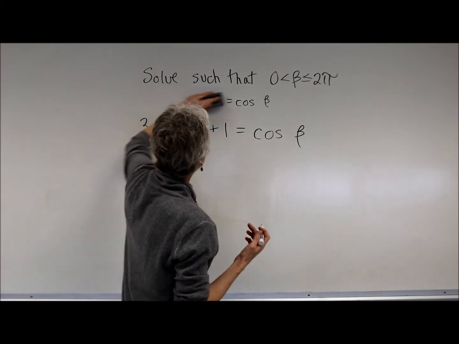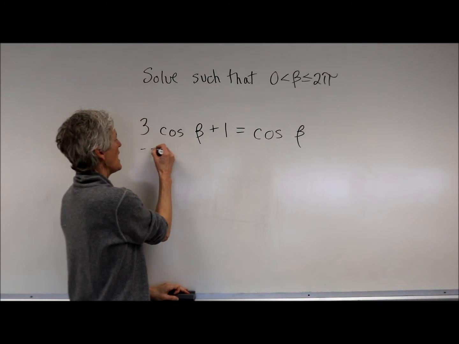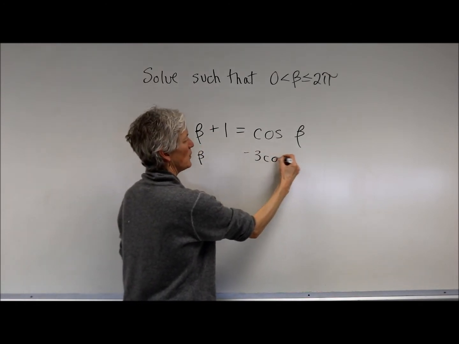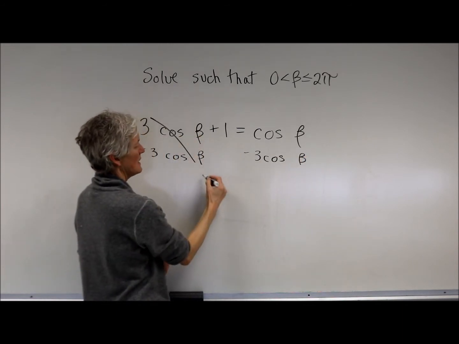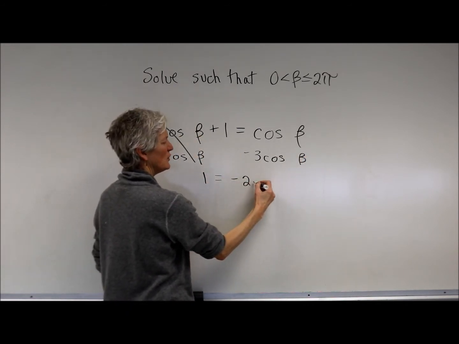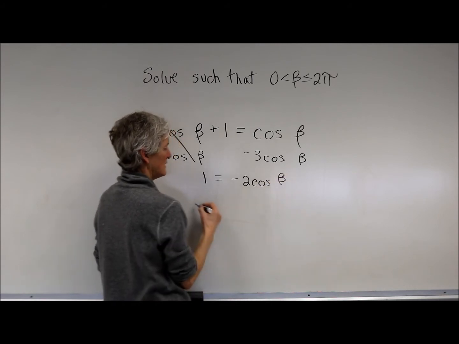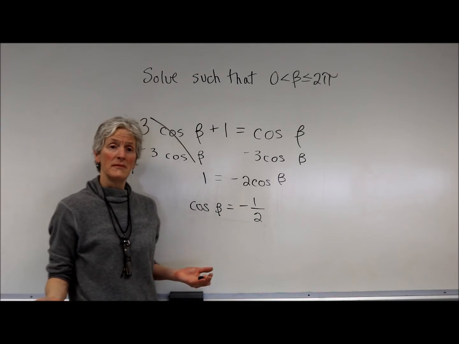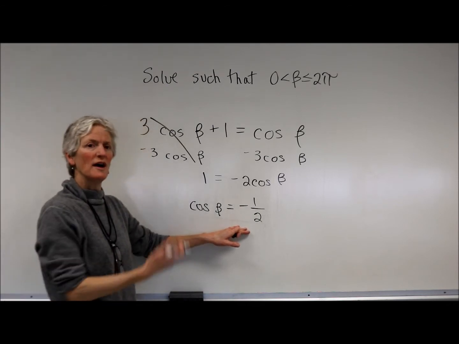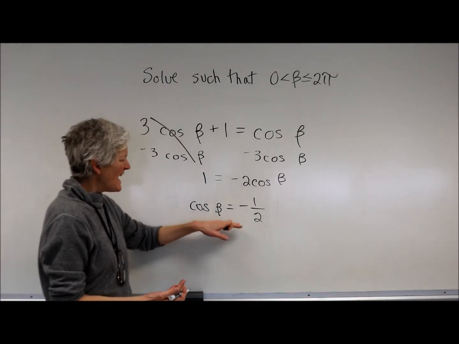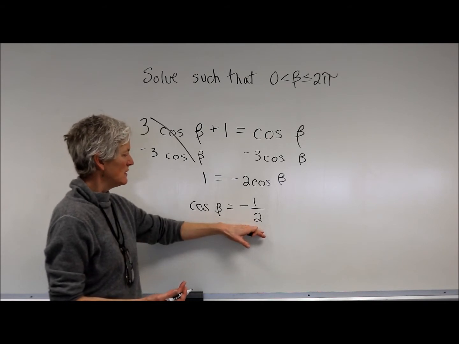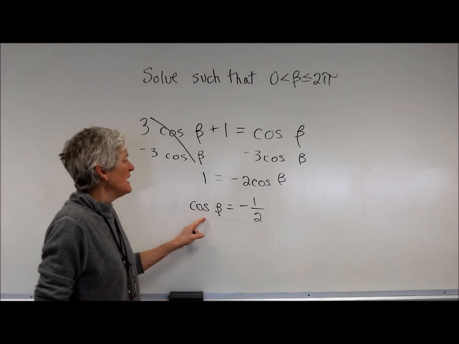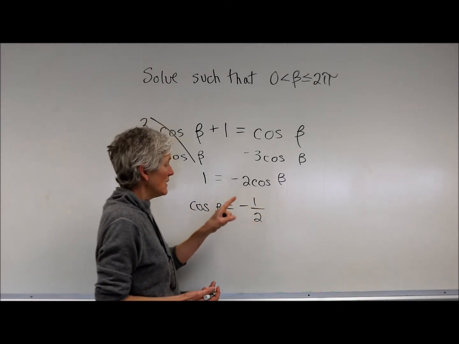You can just subtract 3 cosine beta. Of course, I could have brought things to the other side too, if I wanted to. And I'm left with 1 equals negative 2 times the cosine of beta. So the cosine of beta is negative 1/2. Hey, I'm back to where I was with the last problem. Now I have a trig equation. I need to find the angles that will result in a ratio of sides of negative 1 to 2.